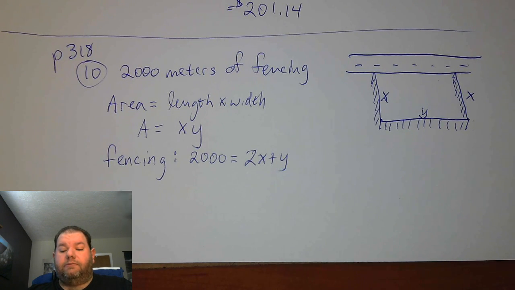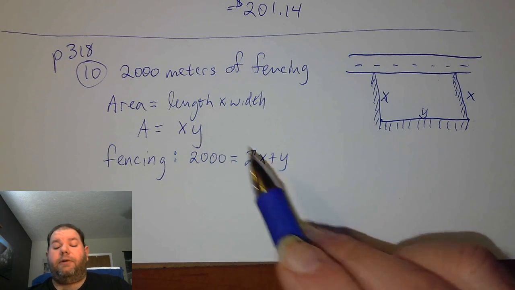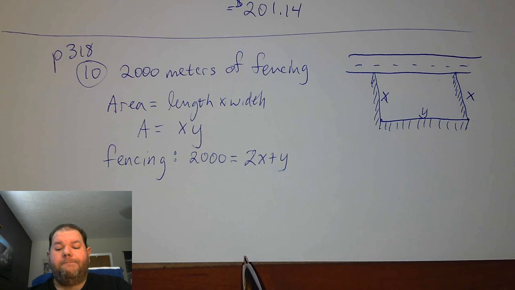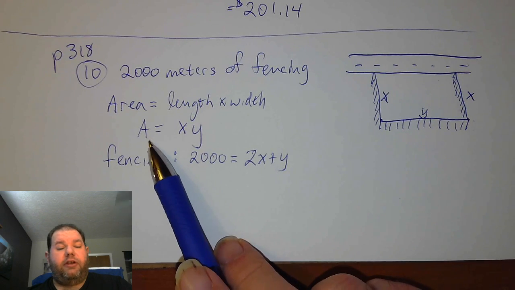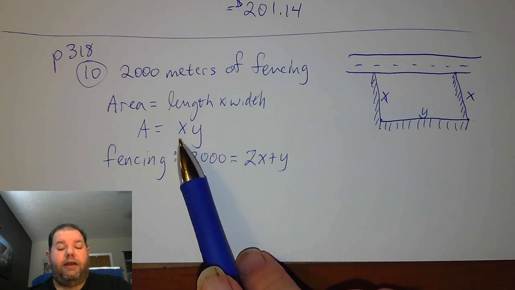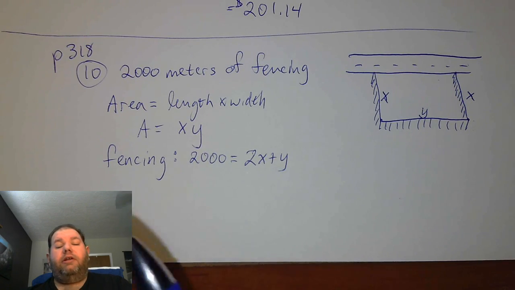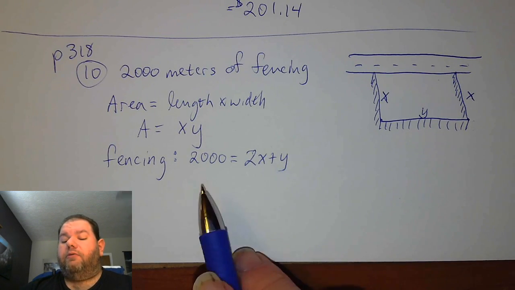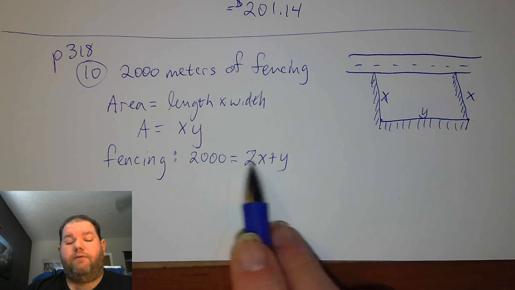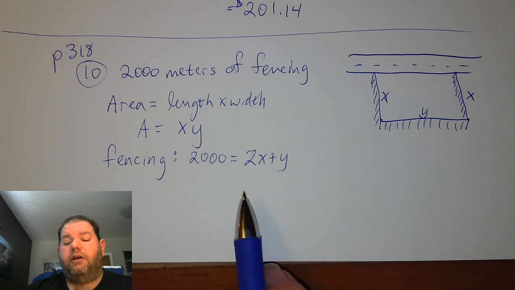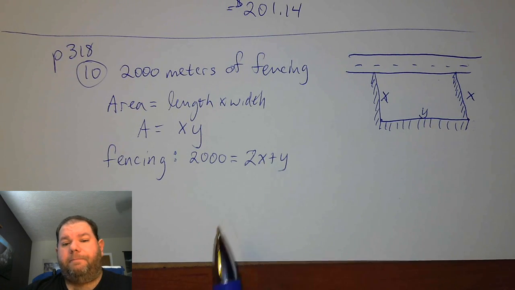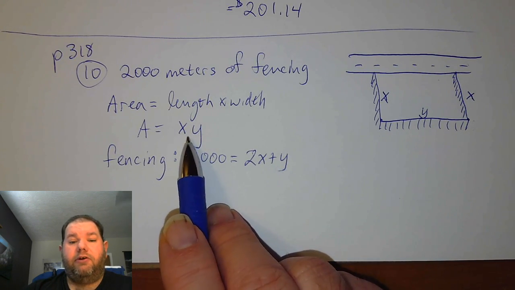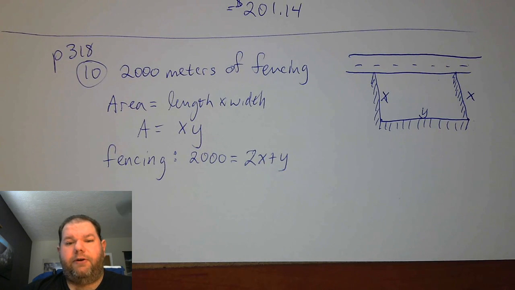Now, we have two equations now, but the problem is both of our equations have x and y in them. And ideally, when we calculate area, we wanted to have one variable, either just the x's or just the y's. We don't really care which one, as long as we have just one variable. Now, that means we can take this equation that we have for our fencing, 2,000 equals 2x plus y, and we can solve it for either x or y first. And then once we know what x or y is equal to, then we can substitute into the area formula so that our area just has one variable, not two.